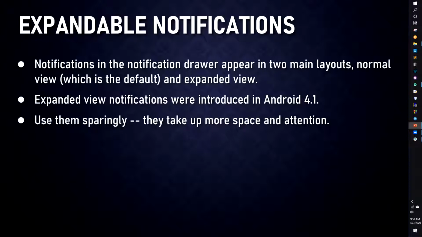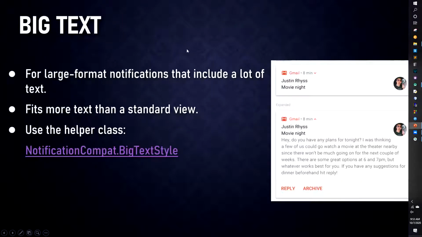You use this to specify more, if you have more space and more text or data to be displayed in a notification. And if you want your user to give more attention to your notification, you can use this expandable notification. Here you can see an example of this. This is the one we have seen before. Now here you can have a notification with much more text. You can use this format if you have a lot of text to be displayed, and it fits more text than the standard view we have here.